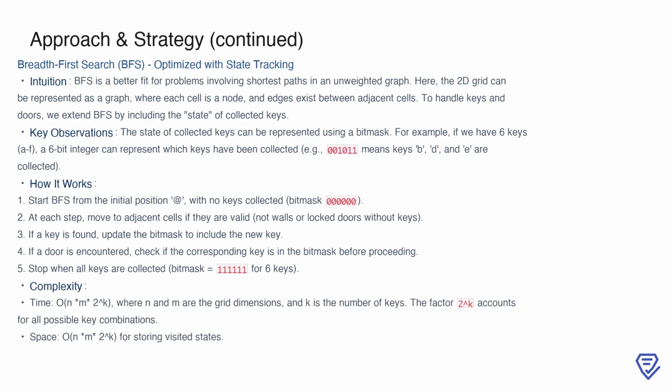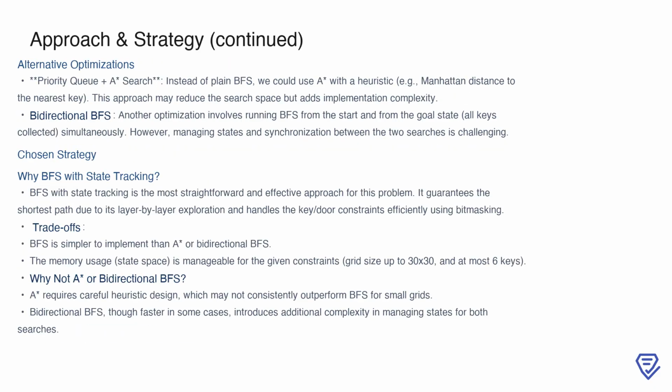In terms of complexity, the time and space requirements scale as O(n times m times 2^k), where n and m are the grid dimensions, and k is the number of keys. The 2^k factor accounts for all possible combinations of keys. While BFS with state tracking is already efficient, there are additional optimizations worth considering. One option is to use a priority queue combined with A* search. A* introduces a heuristic, like the Manhattan distance to the nearest key, to prioritize which paths to explore first. This can shrink the search space but comes at the cost of added implementation complexity.